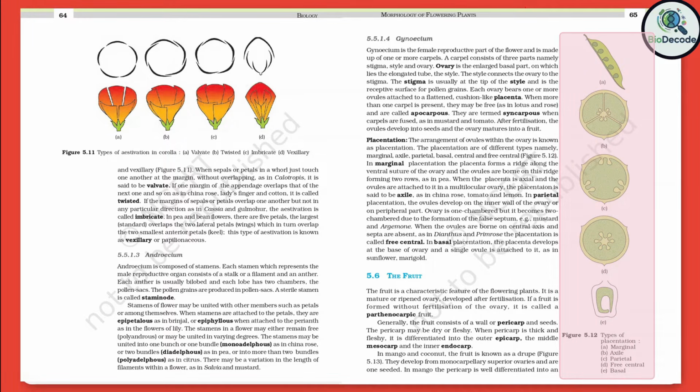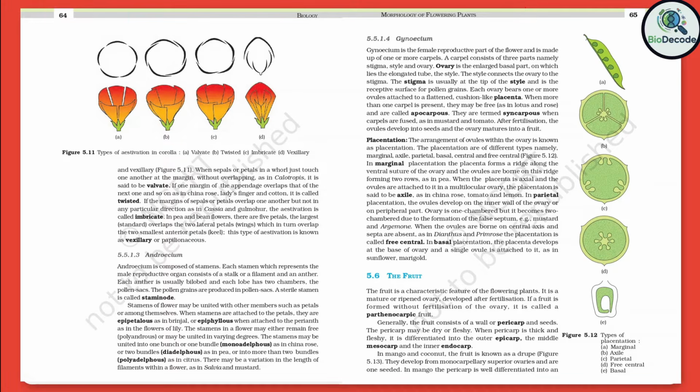Figure 5.12. Types of placentation. This figure shows different arrangements of ovules inside the ovary. A. Marginal, ovules attached along the margin of a single carpel. B. Axile, ovules attached to a central column in a multicarpellary syncarpous ovary. C. Parietal, ovules attached to inner ovary walls. D. Free central, ovules attached to a central column with ovary walls free. E. Basal, a single ovule attached at the base. These arrangements are important for fertilization and seed development.